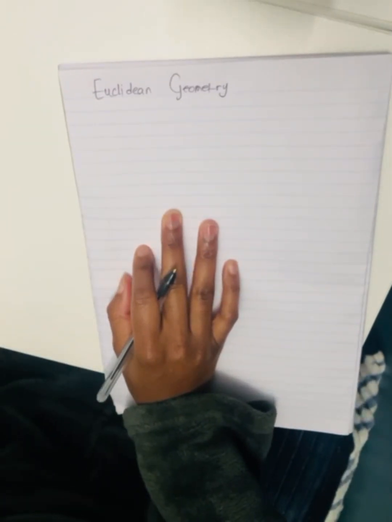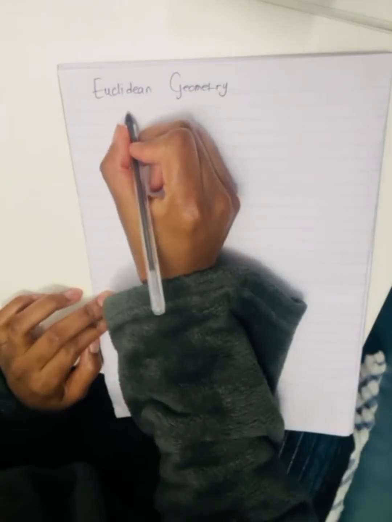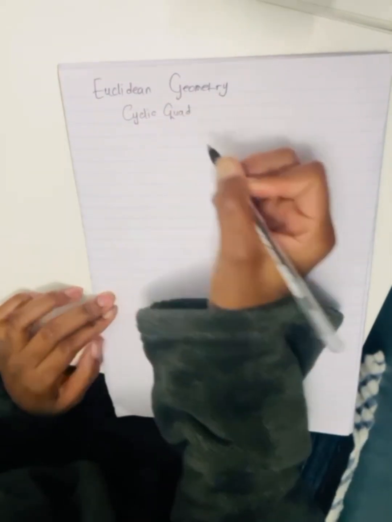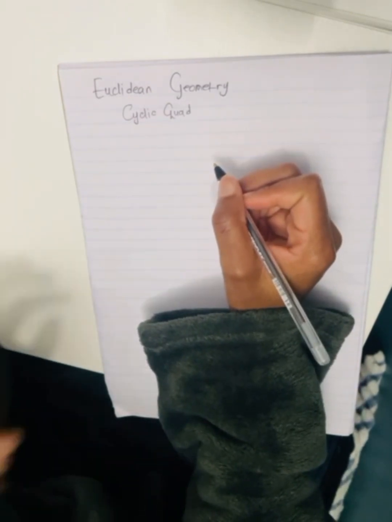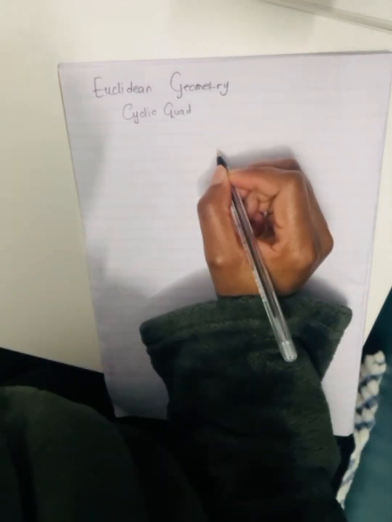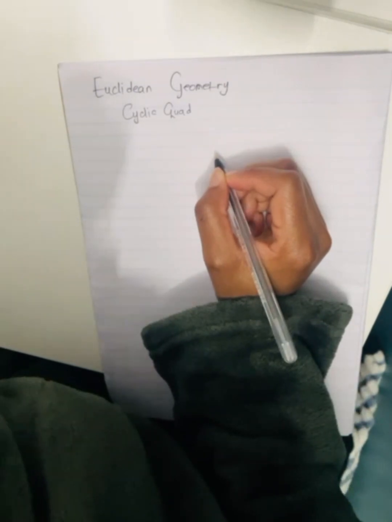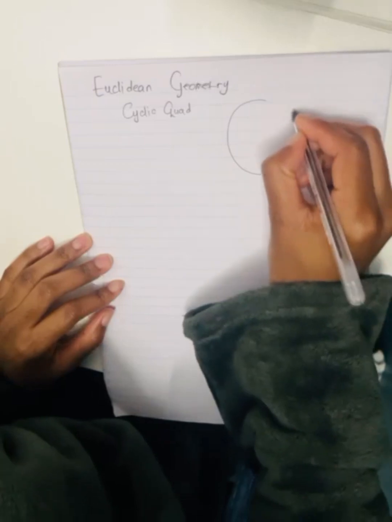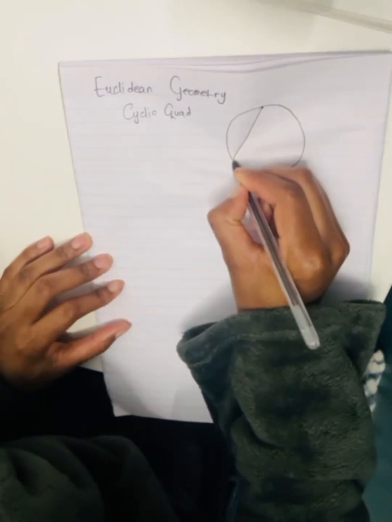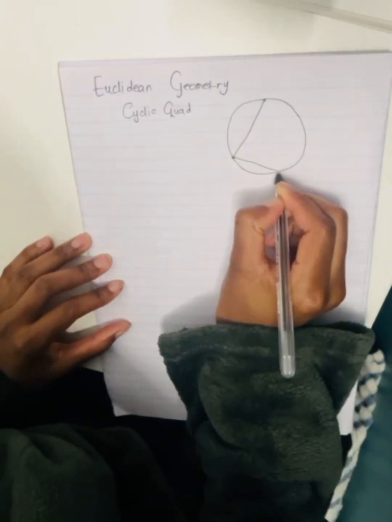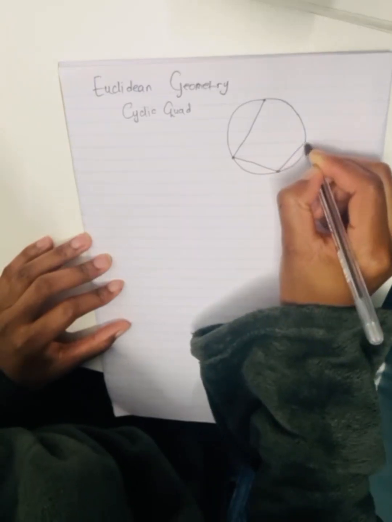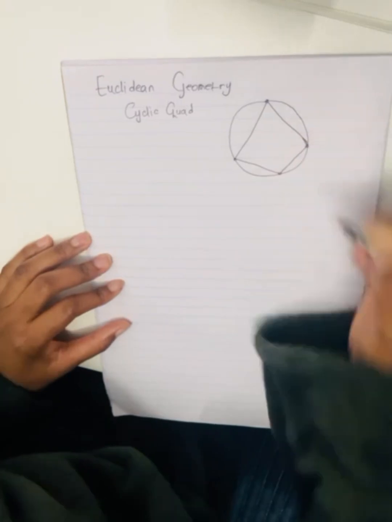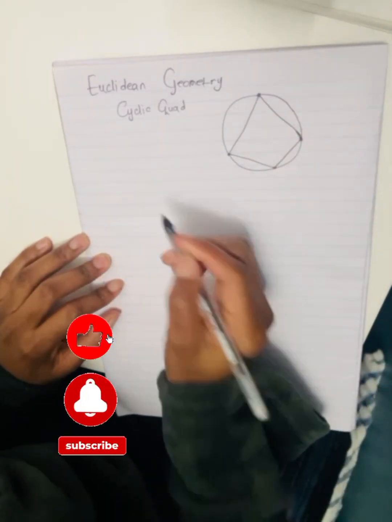So the first one that we're going to look at is a cyclic quad. A cyclic quadrilateral has 4 vertices on the circumference. So this is a cyclic quad.